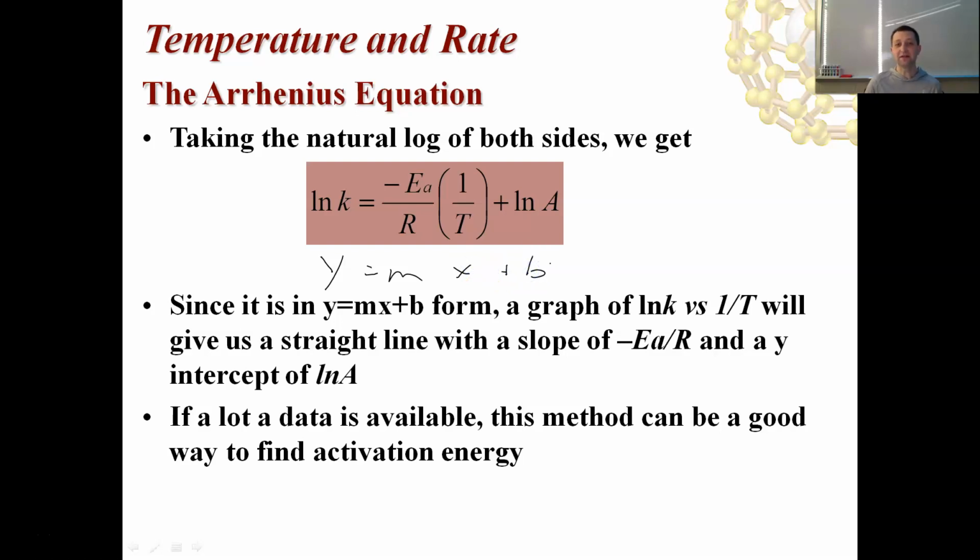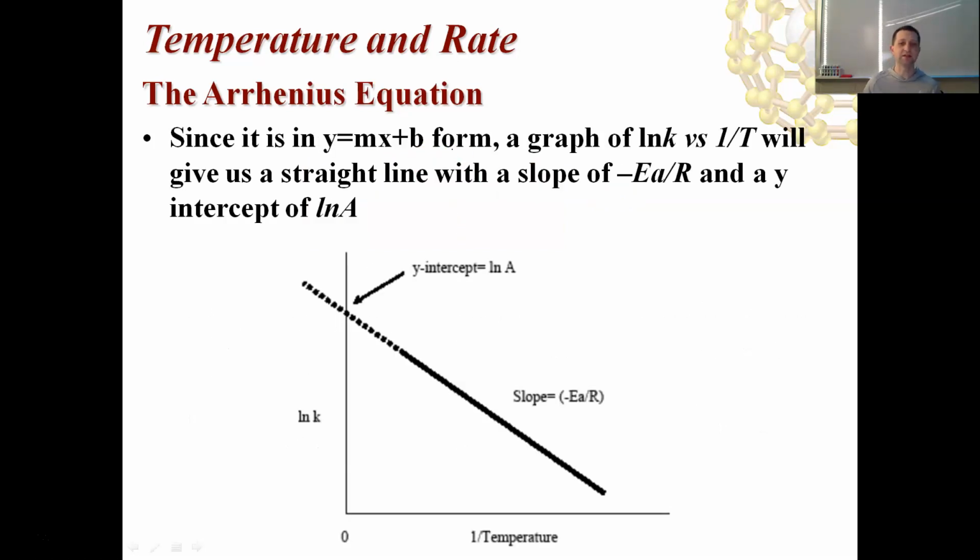So if you have a lot of data available, this method could be a good way to find the activation energy. So if you have your rate constant, you're going to have R always. If you have your temperature, your frequency factor, you could solve this for E sub A and figure out what your activation energy actually is. So if you plot this, make a plot of natural log of k versus the inverse of temperature. Okay, so that's your y-axis obviously over here, and your x-axis here.